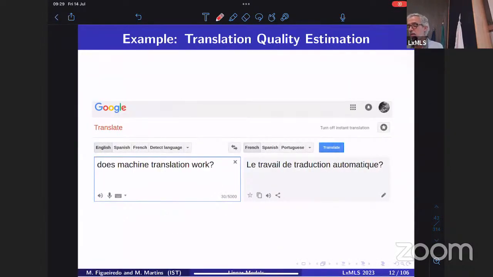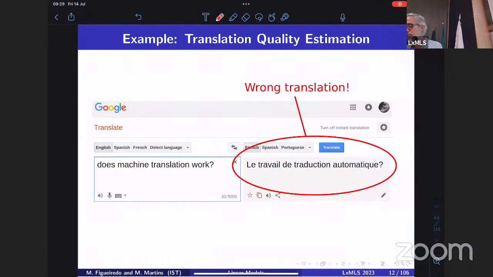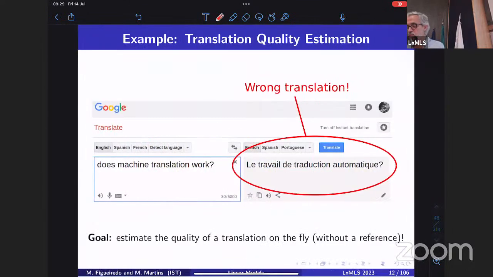So an example of an old-fashioned kind of approach based on engineered features would be, an example by Andrea, not by me, assessment of quality of translation. They have a translation from Google Translate. Does machine translation work? Translation, le travail de traduction automatique. So it's a wrong translation, of course. It's not what it says. It's not too far, but it's not right. And so people try to assess the quality of the translation without knowing an actual true translation.